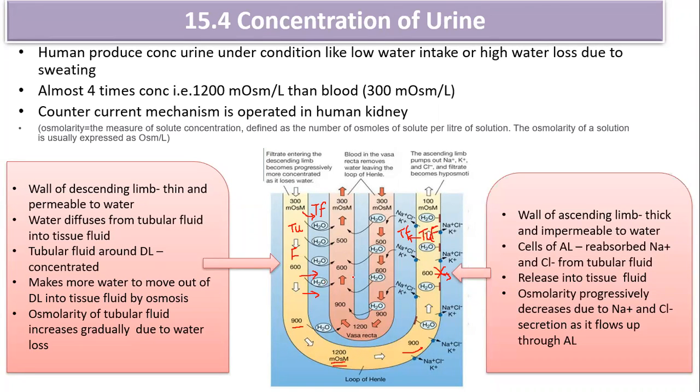Similarly, in the case of the ascending limb, it is thick and impermeable to water. The cells of the ascending limb are going to reabsorb sodium and chlorine ions from the tubular fluid, and then they are going to release them where? Into the tissue fluid. Because of that, osmolarity progressively decreases because of the loss of salt as it flows up through the ascending limb. So this is how the concentration is maintained in a juxtamedullary nephron, because a juxtamedullary nephron has a longer loop of Henle.